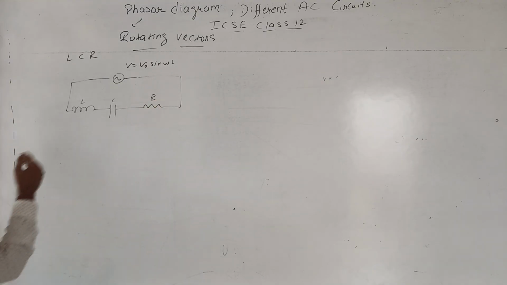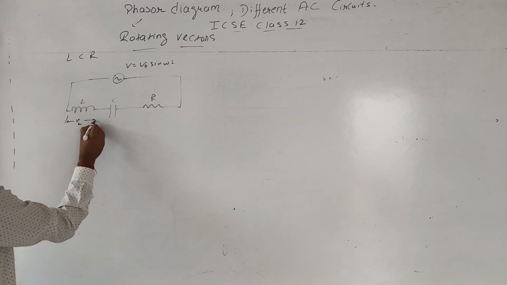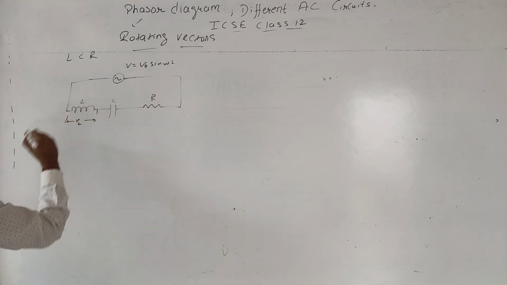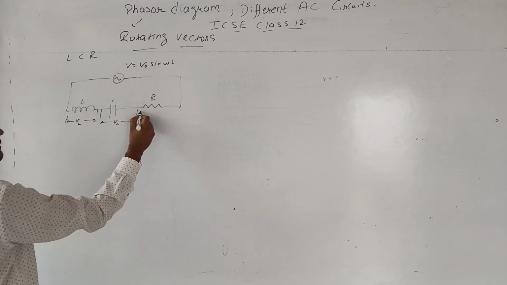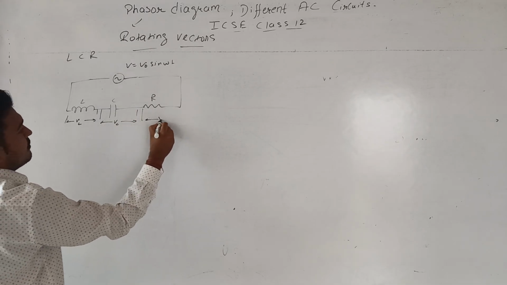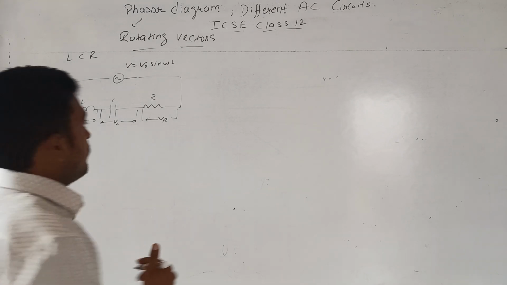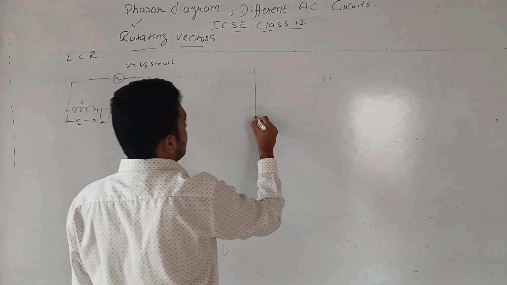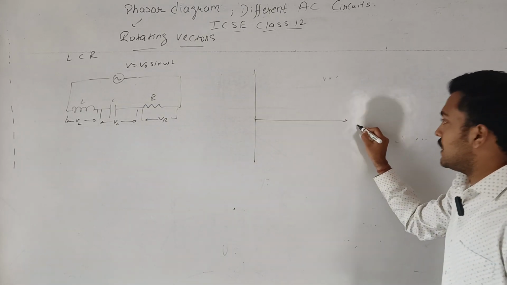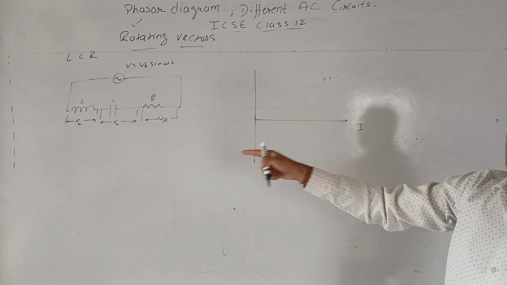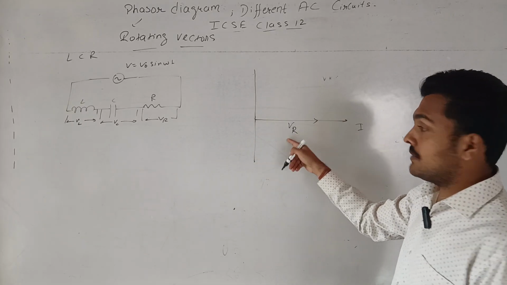Now what is VL here? VL is the potential difference across the inductor, VC is the potential across the capacitor, and VR is the potential across the resistance. Now again we will make the phasor diagram. Suppose this is the direction of the current. For resistance, the direction of the current and the potential is the same.